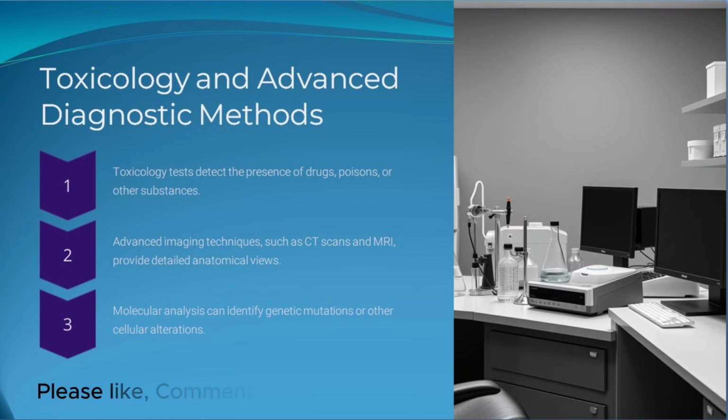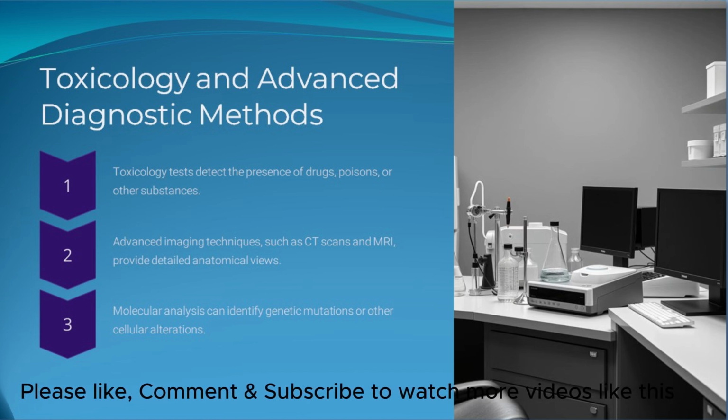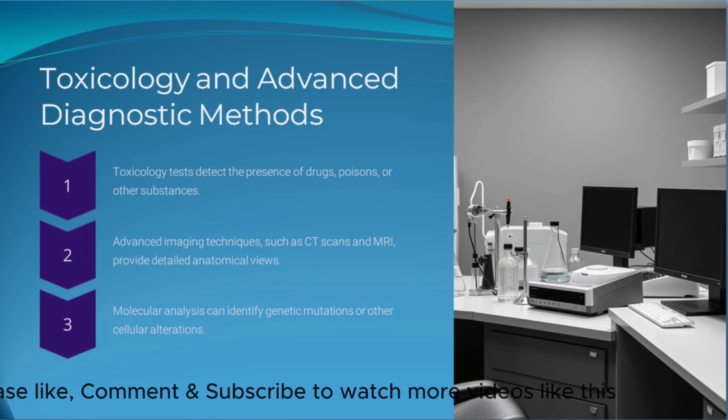Body fluids, blood, urine, or tissues are tested in a lab to find drugs, for example, overdoses, alcohol, poisons, for example, arsenic, or toxins, for example, carbon monoxide. This reveals if substances caused or contributed to death.